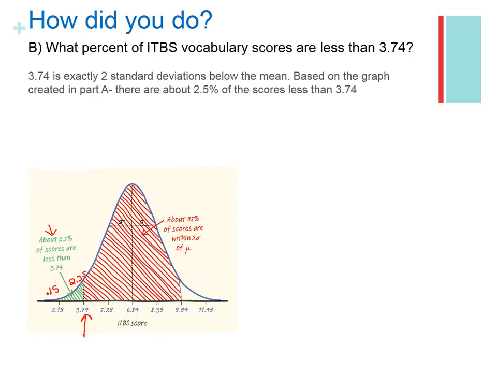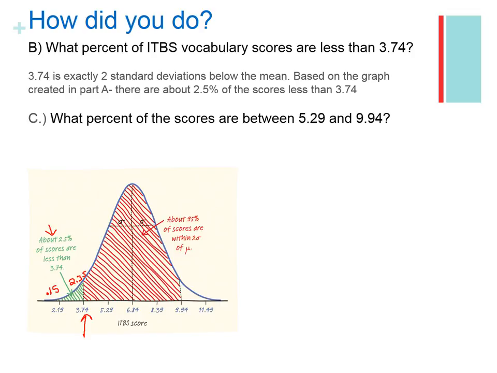Okay, so 3.74 is exactly two standard deviations below the mean. So based on the graph, when we add those two numbers together, we get 2.5%. So about 2.5% of the scores are less than 3.74. Notice that that's answering in context.